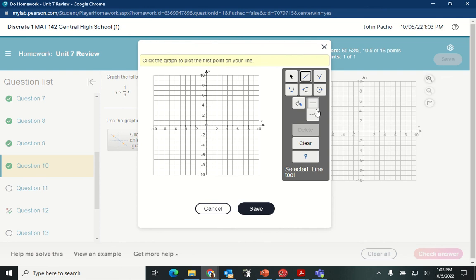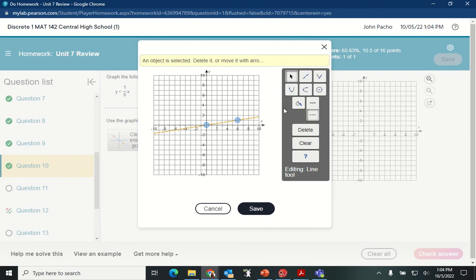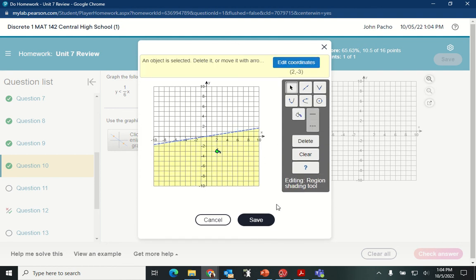Here's my line. And now if you notice, there is solid here, and this one's dotted. So I wanted a dotted line. 0, 0, 6, 1. Now, it's shaded also, isn't it? The bottom is shaded. So now what we're going to do is, see this little paint can right here? We're going to paint the bottom of this, right? So I'm going to spill some paint all over the bottom. Not bad, right?